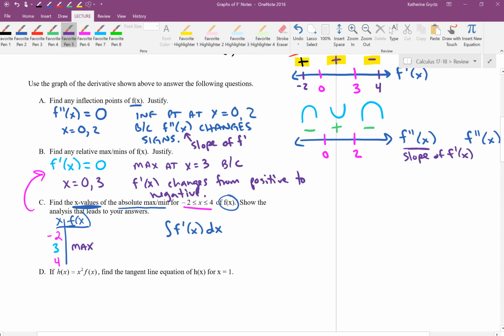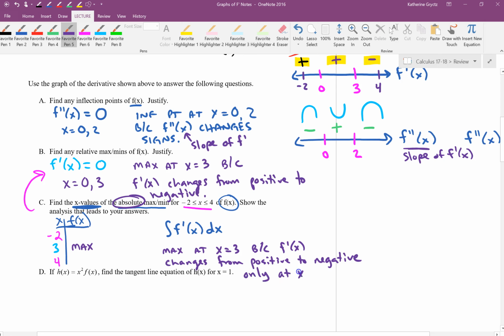We're going to justify it on the interval -2 to 4, but we're going to have a max at x equals 3, and it's going to feel a whole lot like the answer to B, from positive to negative, but we're going to add in something to make sure that we understand that it's the absolute. We're going to say f' changes from positive to negative only at x equals 3 from x equals -2 to x equals 4.